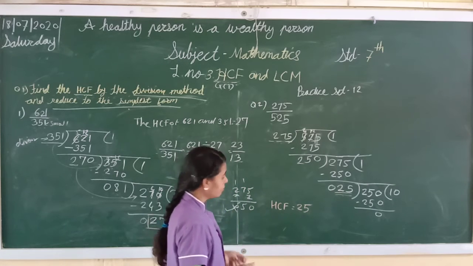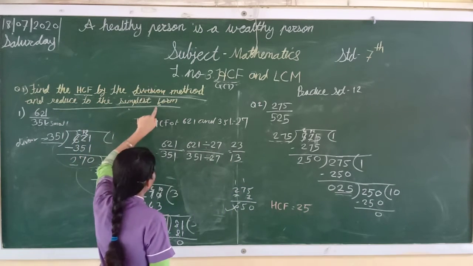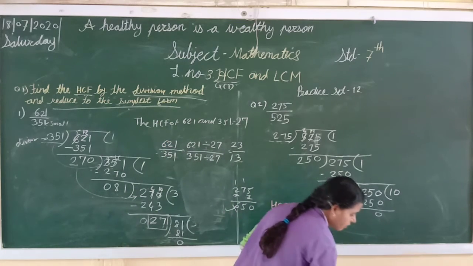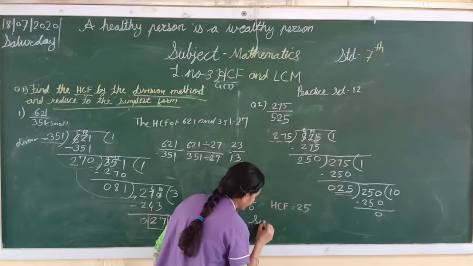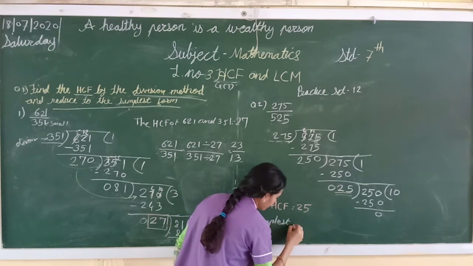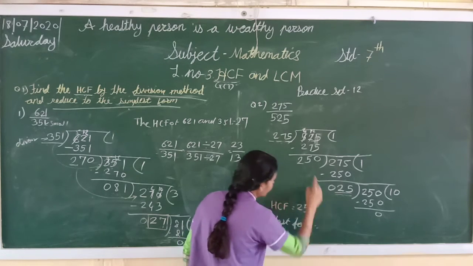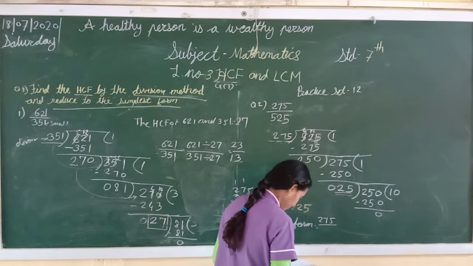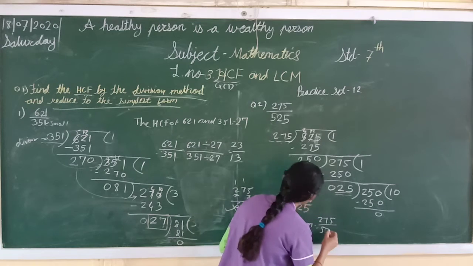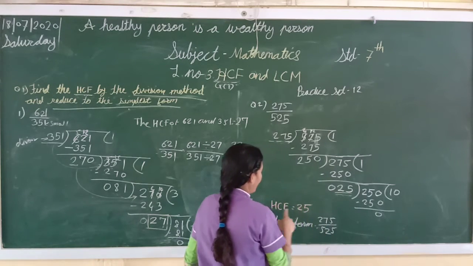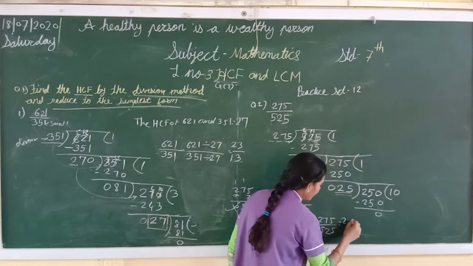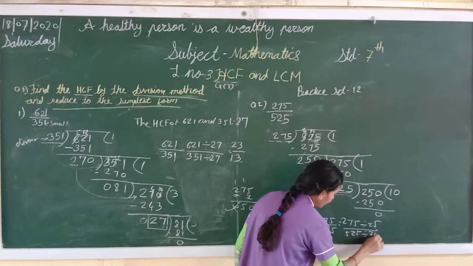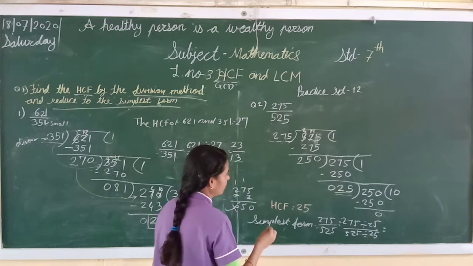Okay, now we reduce to the simplest form. Okay, now we will do the simplest form. So in the simplest form we will solve 275 upon 525. Our LCM is 25, so we divide by 25. 275 divided by 25, and 525 divided by 25.